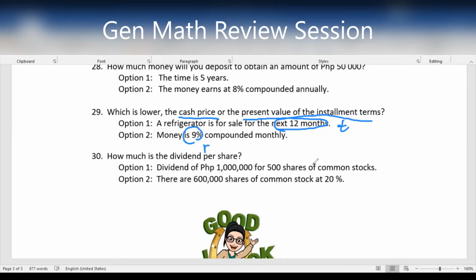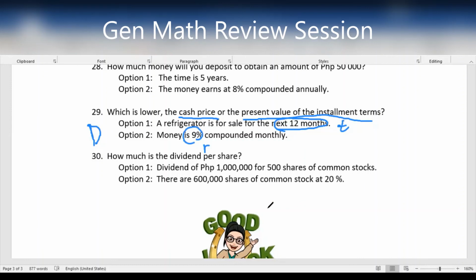The correct answer is D. Walang pwede. No choice will answer the question. Kasi may nawawala. So there is missing, which is the amount. How much is the refrigerator? Hindi siya given, di ba? So we cannot solve this.